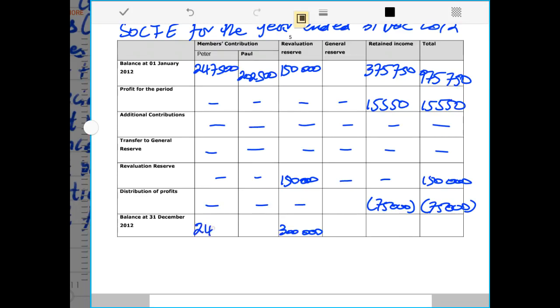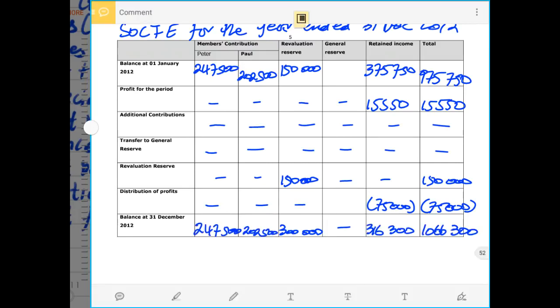So we have 247,500 and we have 202,500. We don't have anything under retained earnings. The total is 316,300 rands, and the total of the total is 1,066,300. Then the statement of changes in equity is complete and done.